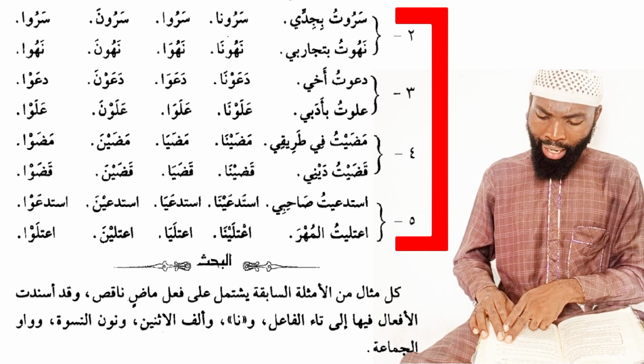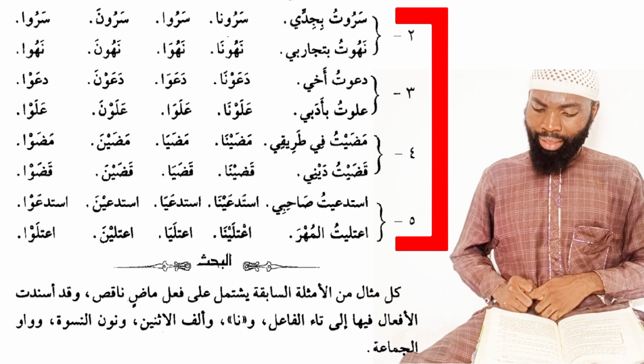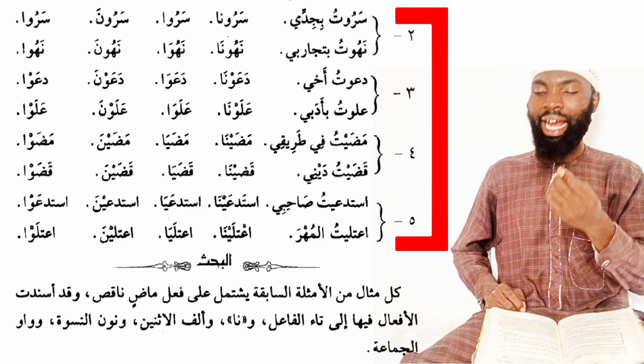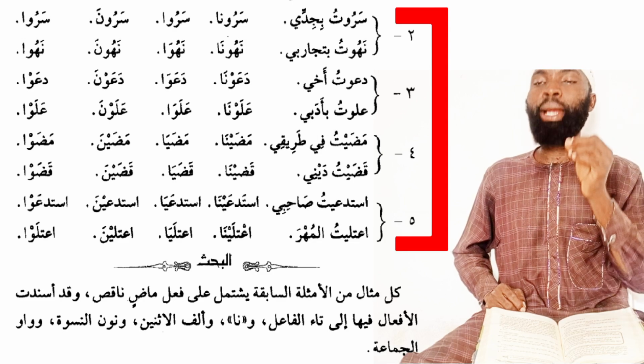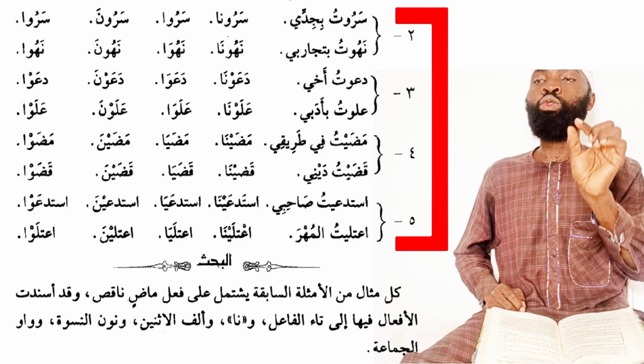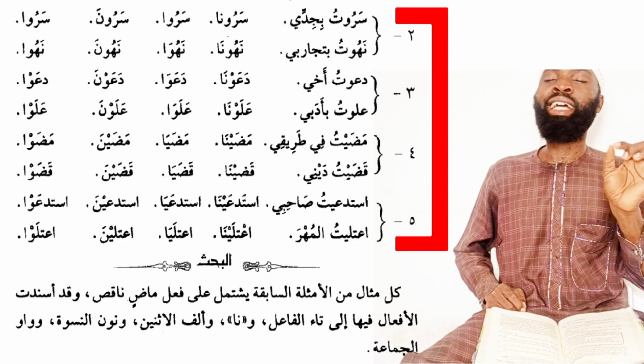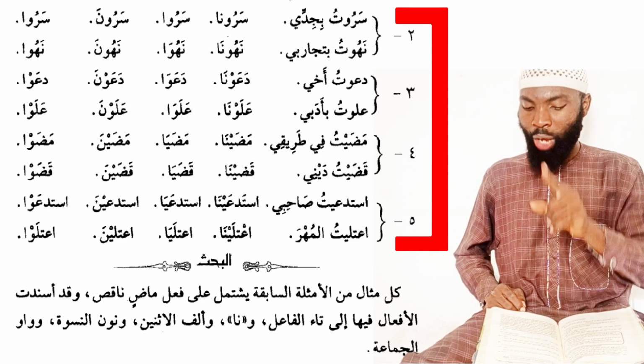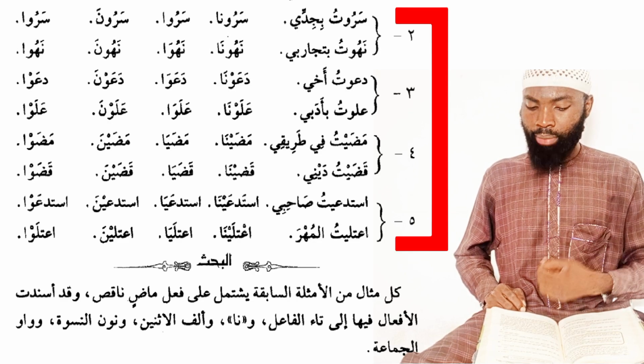Now we have number 3 here, that is the third section. We have Da'autu ahi, I called my brother. So the word da'autu is got from the word da'a, that we know to be ending with alif, that the origin of that alif is wa. Da'autu ahi, I called my brother.